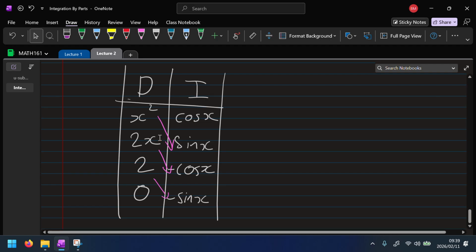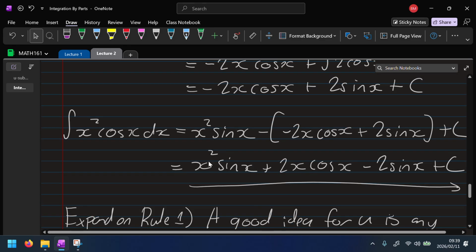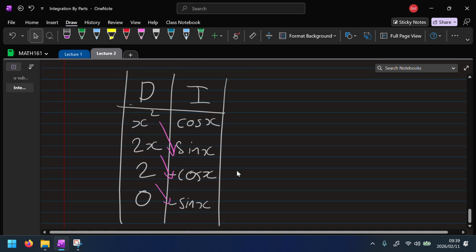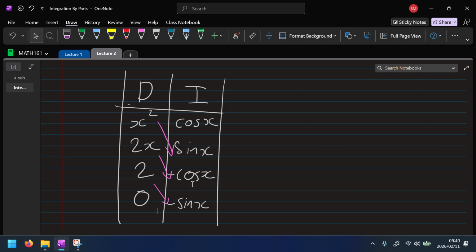Now, if we look at these diagonals, let's look at the first one, x squared sine x. We go back up a little bit. X squared sine x, that's the first term we had in our answer before. And then 2x with the cos x, they match up and so on. But not exactly like that. The signs alternate as we go down. So down the side here, we write plus, minus, and so on. We need to include those signs when we match them up.